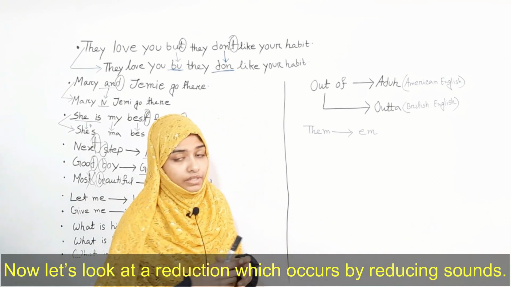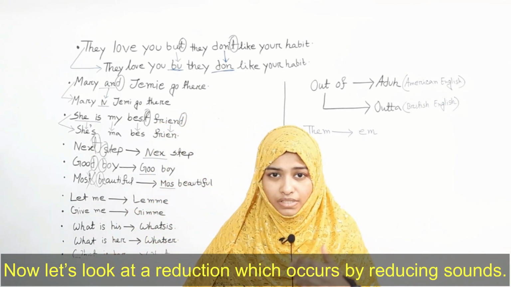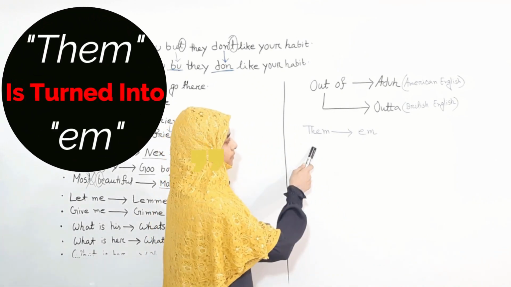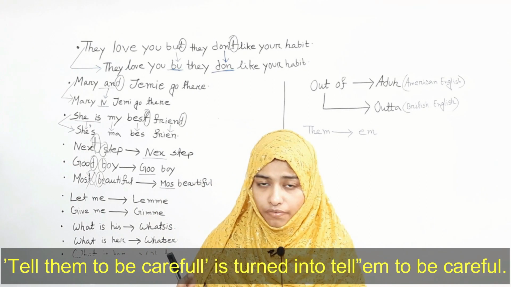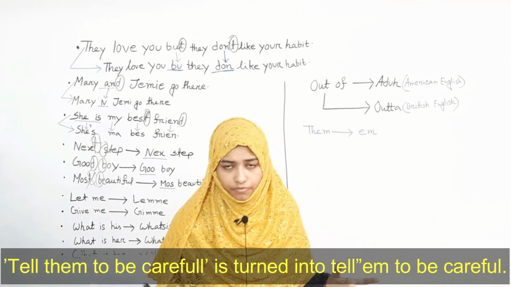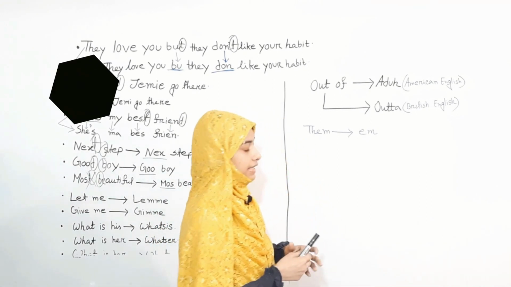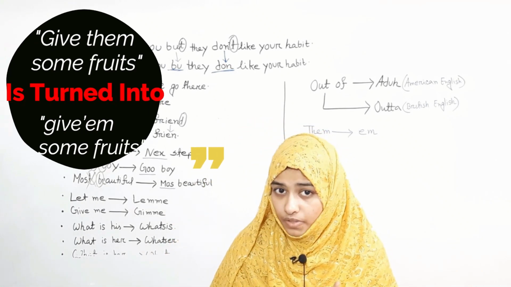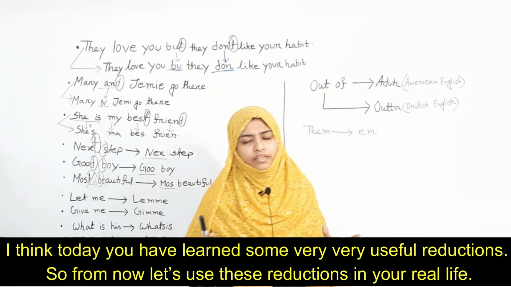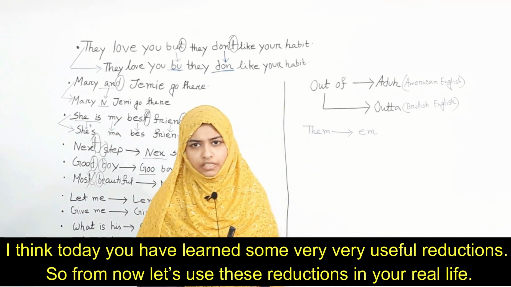Now let's look at a reduction which occurs by reducing sounds. "Them" is turned into "'em" by reducing sounds. "Tell them to be careful" is turned into "tell 'em to be careful." Tell them to be careful. Then "give them some fruits" is turned into "give 'em some fruits." Give them some fruits. I think today you have learned some very useful reductions.